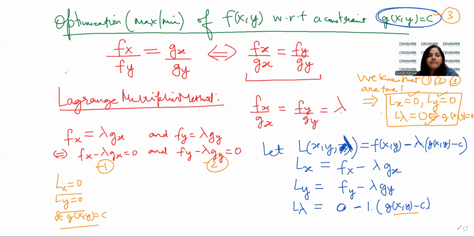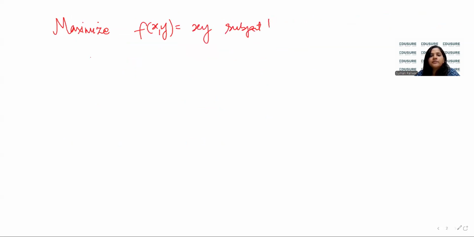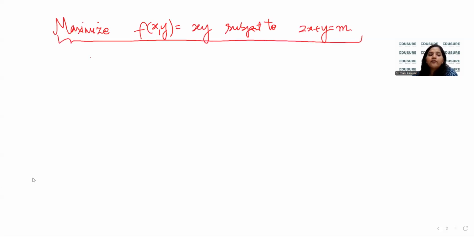Okay. Now, for example, we have this question. Maximize f(x,y) equals xy subject to 2x plus y equals m. Now this problem is framed like this. We have to find the maximization. So it is given in the problem that we have to find the maxima only. The optimum value will come out to be a maximum.